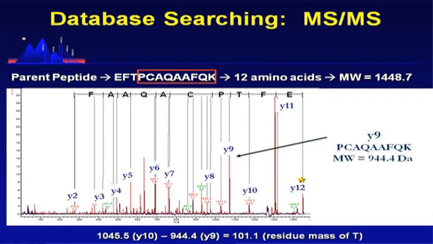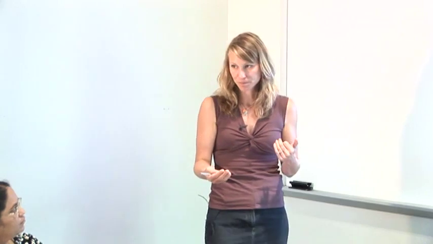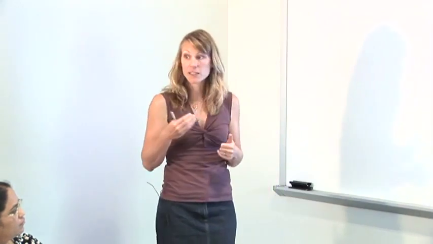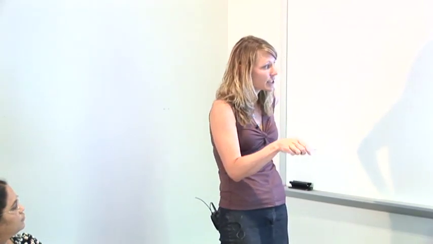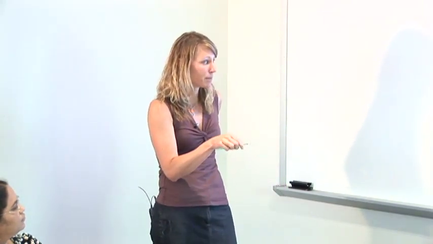Okay? So the process of doing this, where we're looking at the mass differences between the ions, is called de novo sequencing. This is, in practice, very, very difficult. And this is because even this is a relatively clean spectrum.